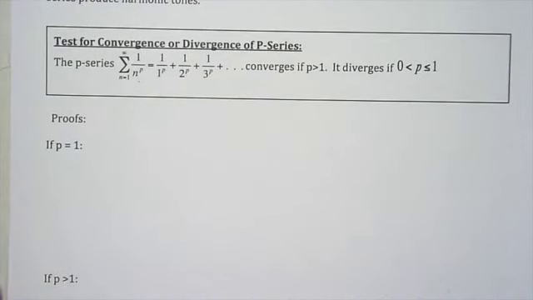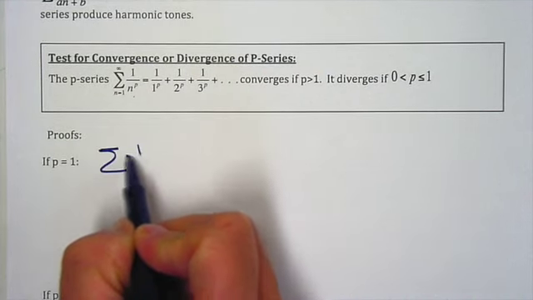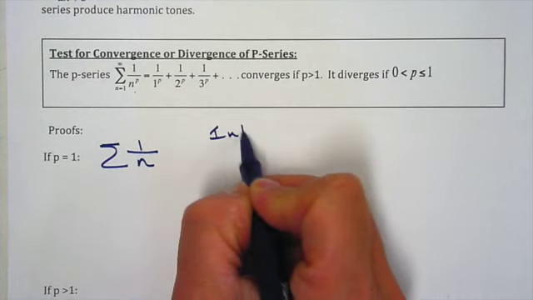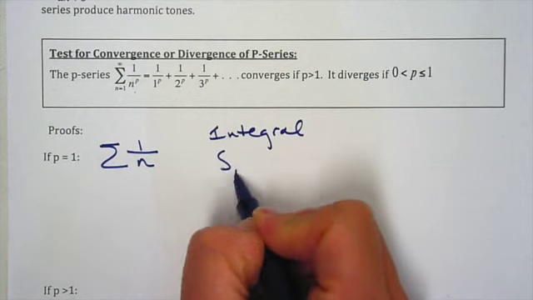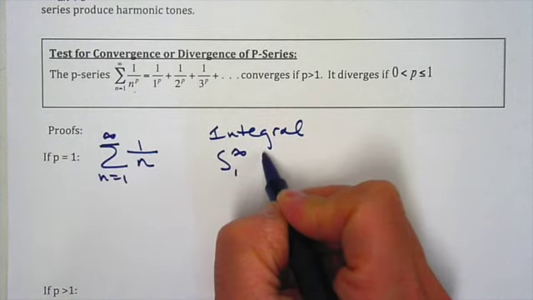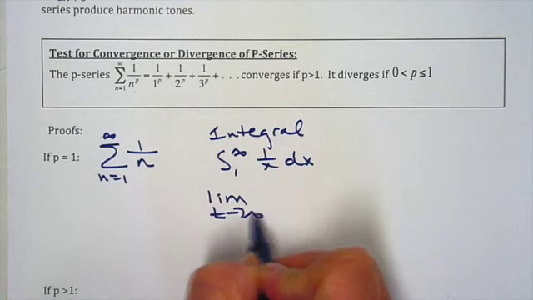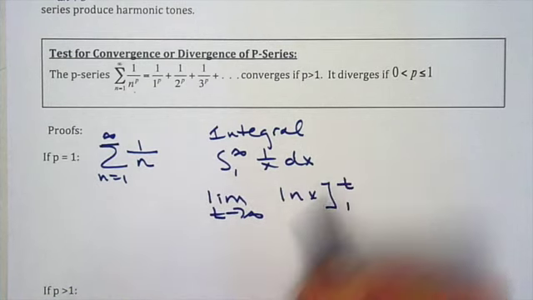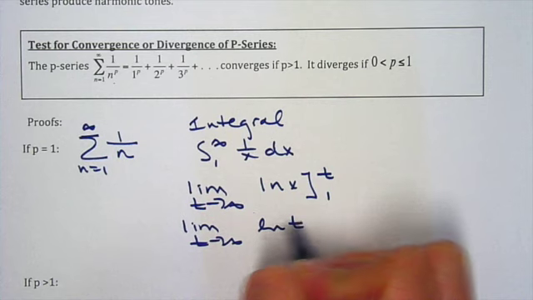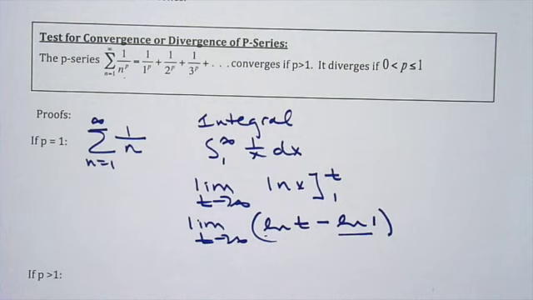So first one is what happens when p is equal to 1? So that would be this, 1 over n to the first. So I'm going to go ahead and use the integral test. So using the integral test, I'm going to rewrite it as an integral from 1 to infinity of 1 over x dx. The antiderivative is, I'm going to rewrite with the limit, natural log of x from 1 to t, plug in my bounds, so natural log of t minus ln of 1. This I know is 0. Natural log of infinity is infinity.